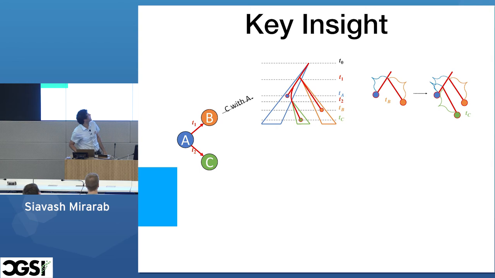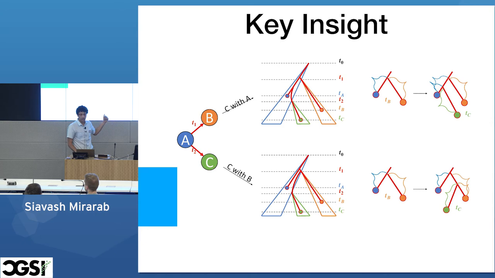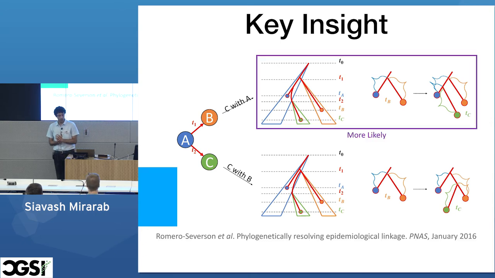transmitted, in other words, this person C is being infected by person A. What that infection will do is shorten the branch length with high probability. It will shorten the branch length above this person A. Now it's coalescent, so it doesn't have to happen that way. It can be that C will coalesce with B first. But that scenario is less likely than the first scenario. The more likely scenario is that C will coalesce with A first, and so make that terminal branch length shorter.